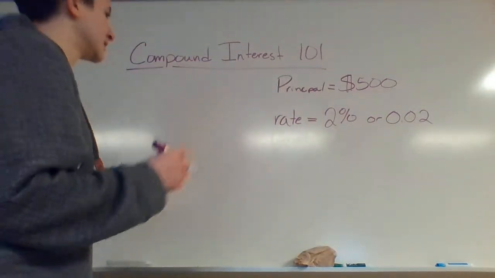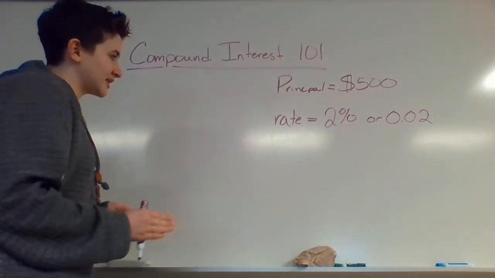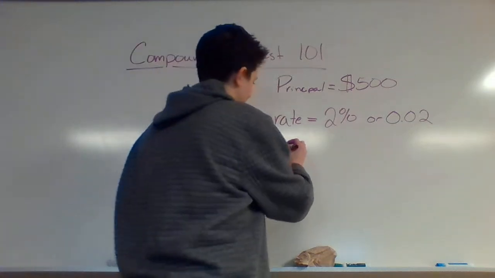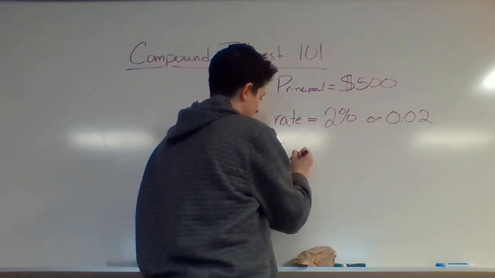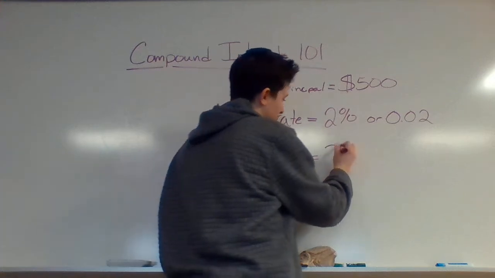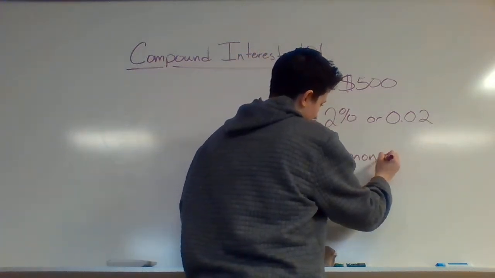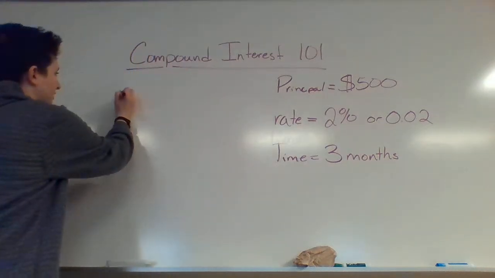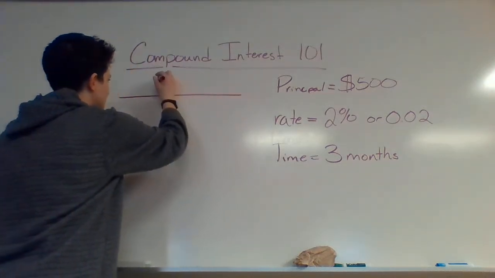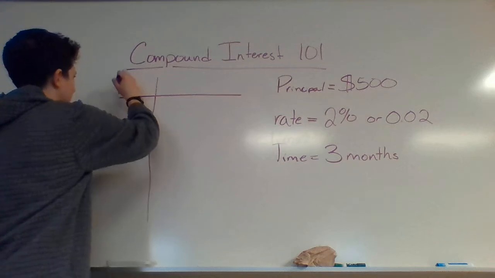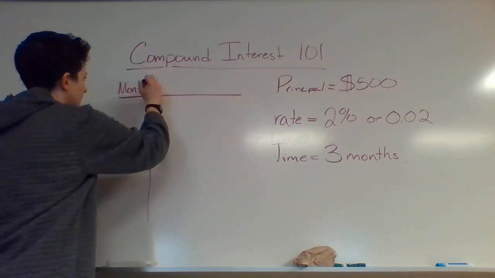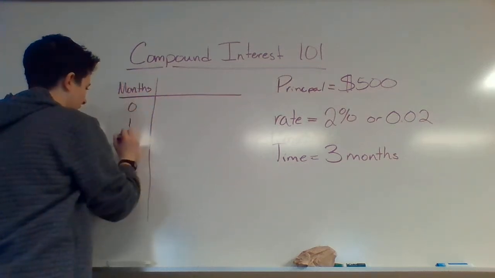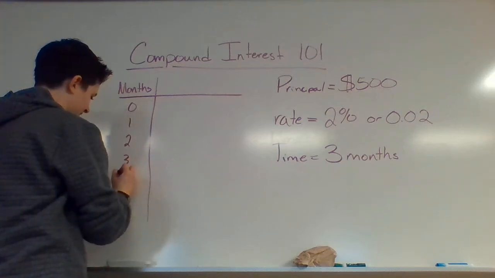Now we kept our principal and our rate the same. Let's keep our months the same as well. Our time is also going to be 3 months, just to see how things change. On this side, we're going to make a very similar table to what we did last time. So we're going to have our months, which are going to go from 0, 1, 2, 3, and for kicks and giggles, let's go to 4.